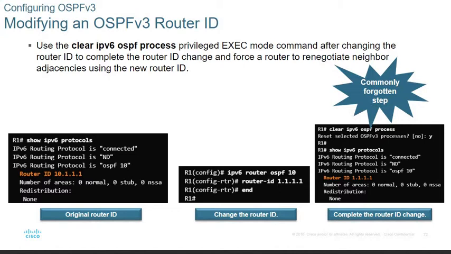Modifying an OSPFv3 router ID. Use the clear ipv6 ospf process privileged EXEC mode command after changing the router ID to complete the router ID change and force the router to renegotiate neighbor adjacencies using the new router ID. Original router ID. Change the router ID. Complete the router ID change. Commonly forgotten step.